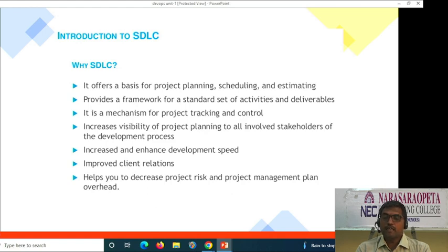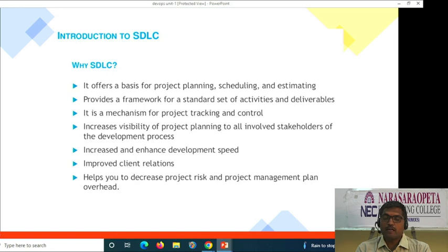And increase and enhance the development speed. Everybody has to be looking at this: okay, how many days will it take to complete your task and complete your process and reach the customer end? So that is the speed of your development process.